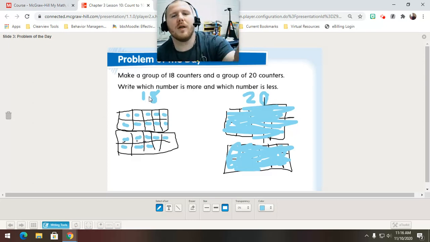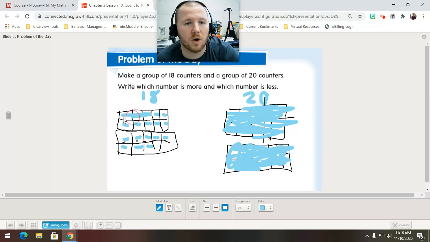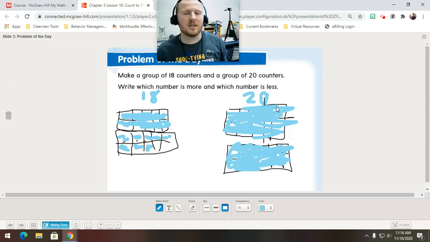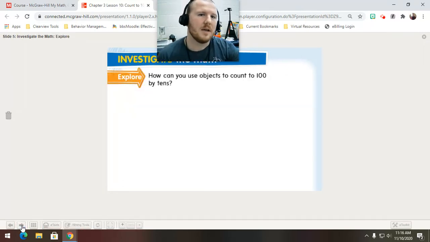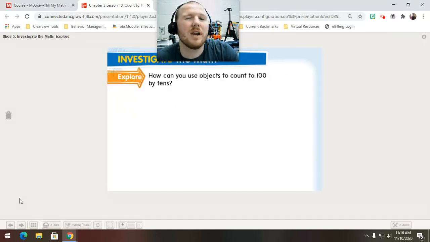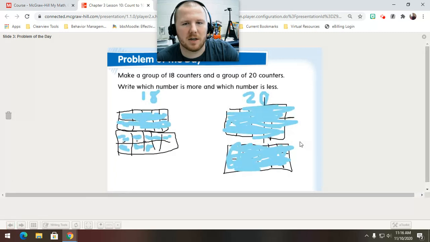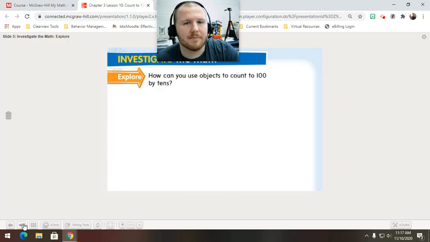Okay, so we could do that with the 18. Look, we have 18 over here. So 1 ten is full. So 10, 11, 12, 13, 14, 15, 16, 17, 18. It just makes everything faster. I'm telling you, try the strategy. It works. Oh yeah, I forgot to say that 20 is more. We saw that because, take a look, 20 has more 10 frames full than 18 does. So there's that.